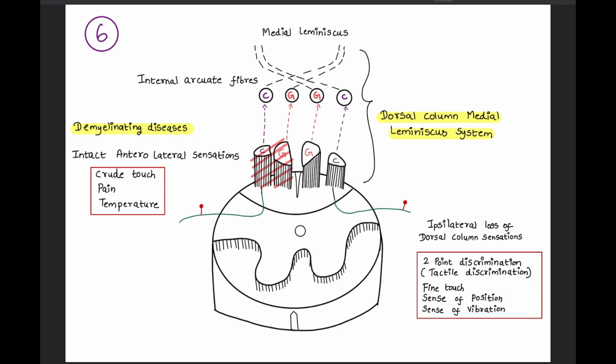Also note that there will be normal function of the anterolateral sensations because the lesion is only in the dorsal column. So only the dorsal column sensations are disturbed, not the anterior or lateral column sensations. So there will be normal crude touch, pain and temperature.